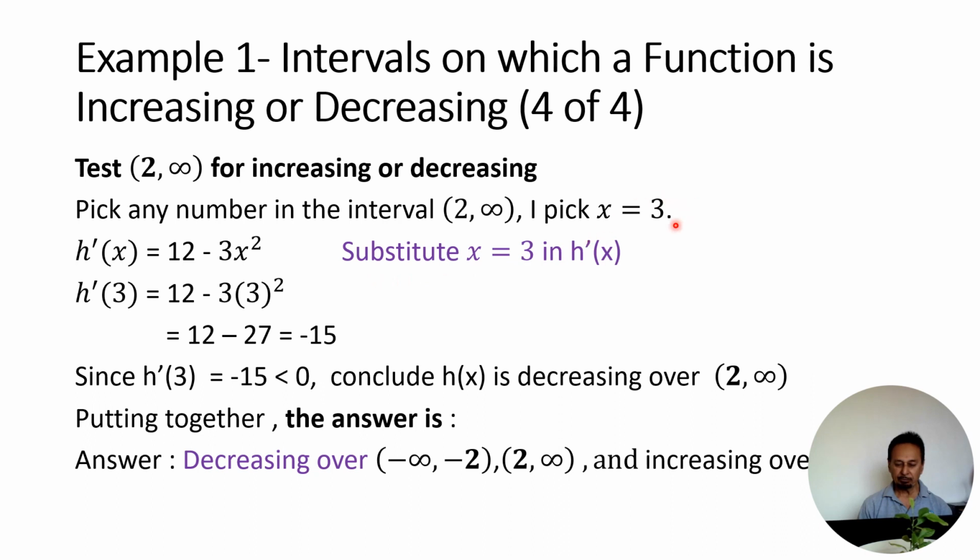So let's see. When x is 3, we substitute in the first derivative h prime of x equal to 12 minus 3x squared. So this becomes h prime of 3 equal to 12 minus 3 times 3 squared. 3 squared is 9, 9 times 3 is 27. So this becomes 12 minus 27, which is negative 15. Since h prime of 3 is minus 15, which is less than 0, we can conclude that h of x is decreasing over the interval 2 to infinity.